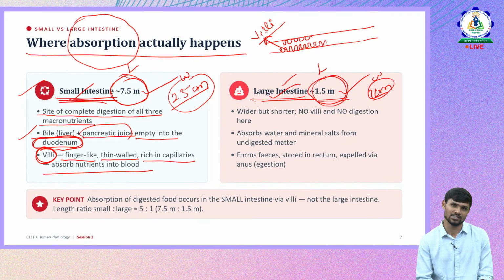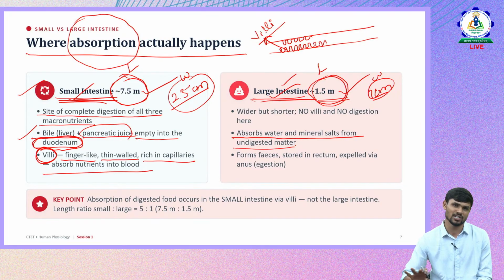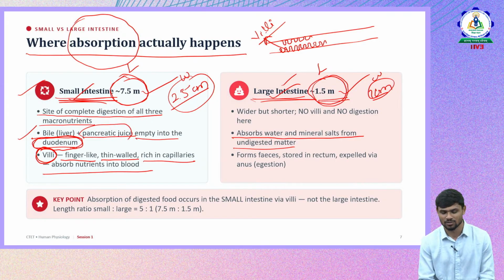Then what happens in the large intestine? We all know that completion of digestion happens in the small intestine. So what is left for the large intestine? In the large intestine, absorption of water and mineral salts takes place. From the undigested food, the large intestine absorbs the mineral nutrients and the water content. It forms feces, which are stored in the rectum and expelled through the anus.